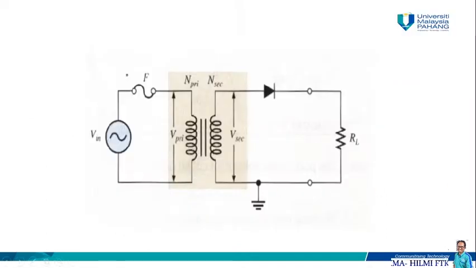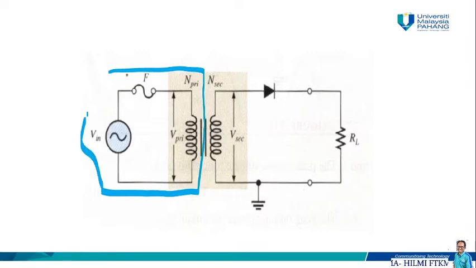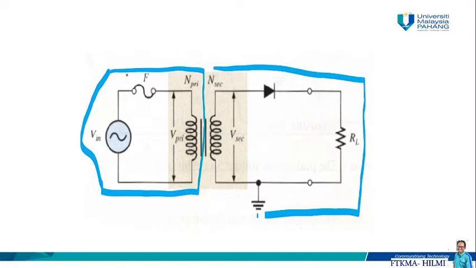So this is an example of a transformer coupled with the rectifier and AC input voltage. In the primary part, we have the AC input voltage with the primary coil, and in the secondary circuit, we have the secondary coil and the rectifier. So basically we are going to isolate the AC input voltage from the rectifier itself.